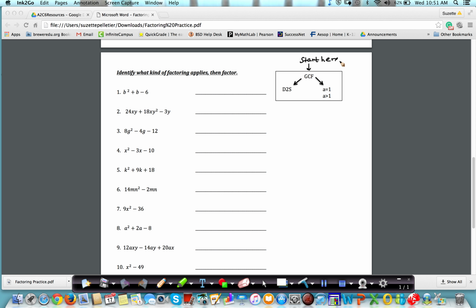And then, if there's 2 terms left, it's difference of 2 squares or it's nothing. So it's one or the other. And then over here, this is for 2 terms. If you have 3 terms, so if you have a trinomial, you're either going to do A as 1, where you're just going to slap them into the parentheses, or you're going to do where A is greater than 1, which is where you're using our grouping method. And you have the examples on the other side, so you can just take some time and use those examples as guides to help you with these, okay? So that's what you're going to be working on.